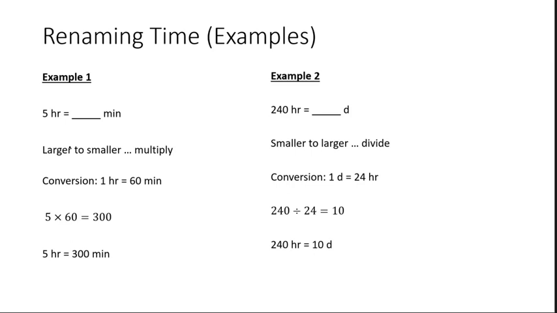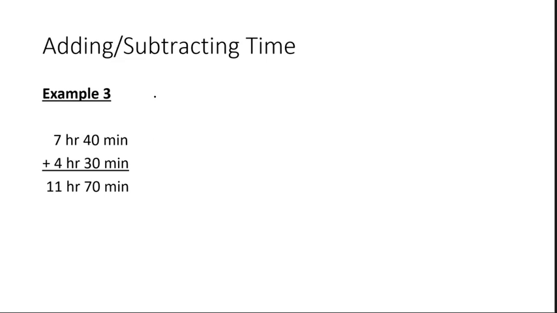So here we've learned how to rename time by converting from one to another. Next, we're going to work on adding and subtracting time. So for this example, we are adding 7 hours 40 minutes with 4 hours and 30 minutes. Now when you add, you want to add the like terms. So the hours you want to add together. So 7 hours plus 4 hours gives you 11 hours. And then you add the minutes. 40 plus 30 gives you 70 minutes.